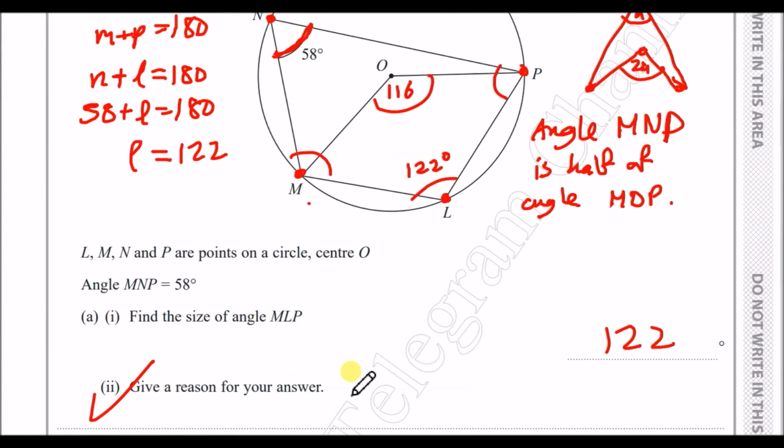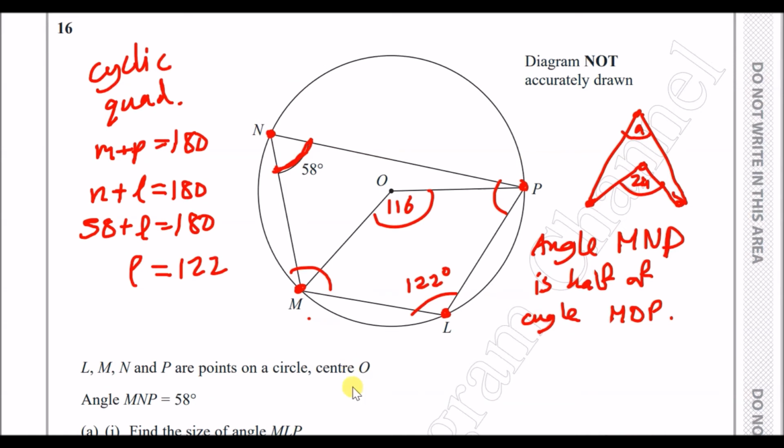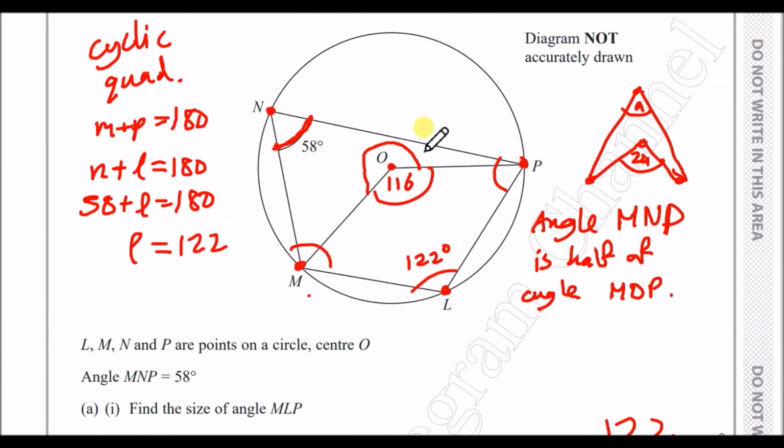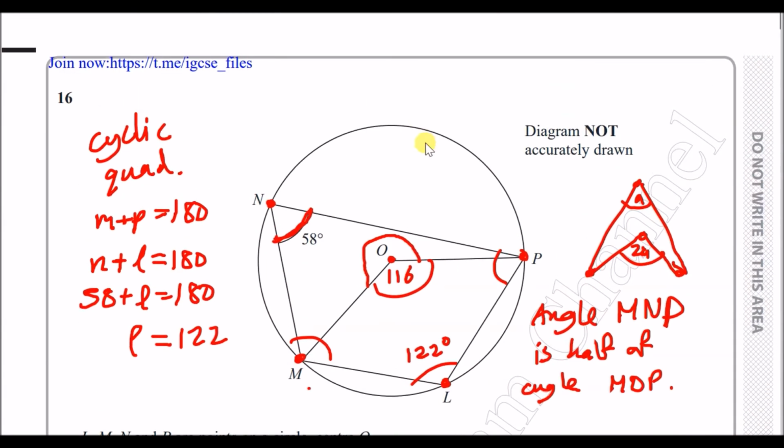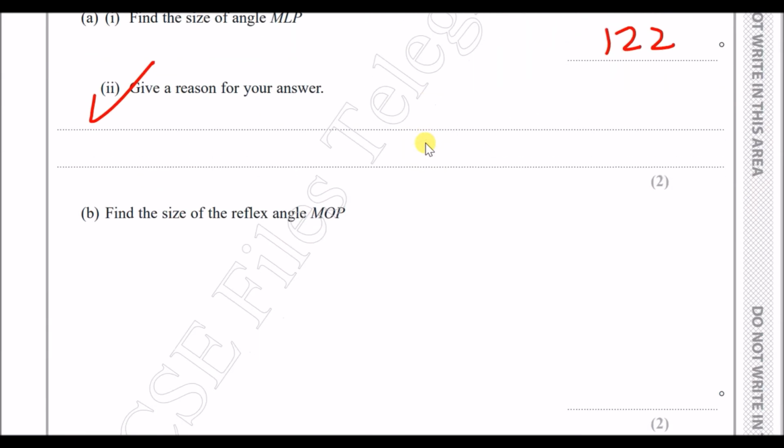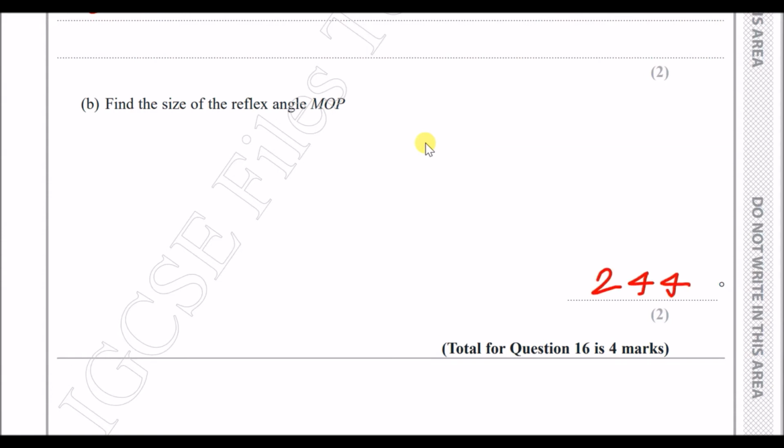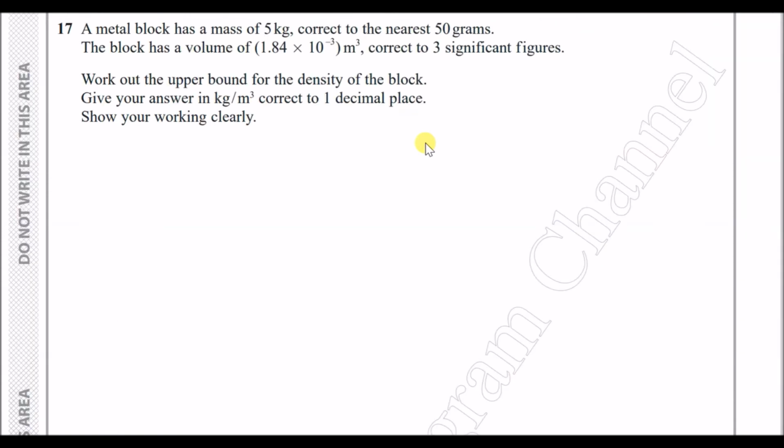Cool. MOP. So what we did, we found MOP, but the reflex part means the one behind it, the one bigger than 180. So this is straightforward. We did our reasoning on the right here. To get the other side, we should know that all angles around a point add up to 360. So it'd be 360 take away 116. So 360 minus 116 is going to give us an answer of 244 degrees. And that's your answer for MOP, 244. Easy. It always helps to try and do these questions in advance, guys. It helps a lot. Now, 17.